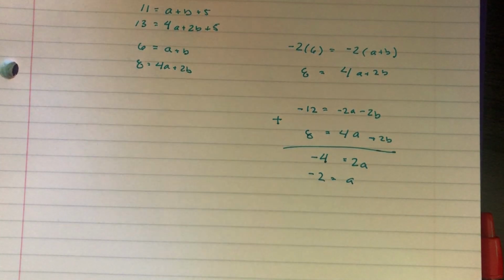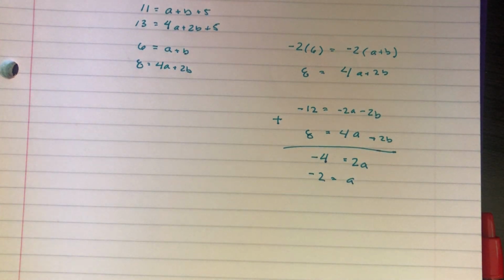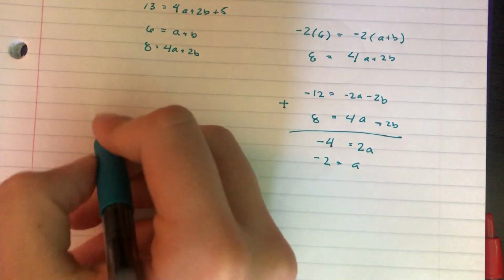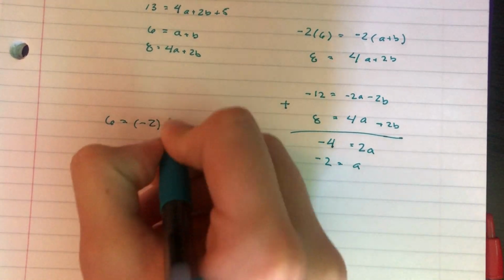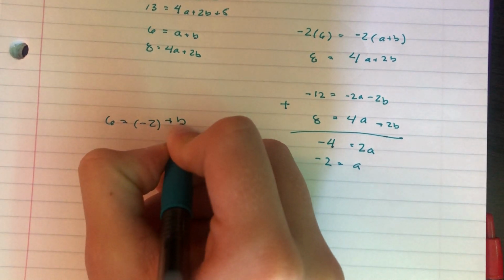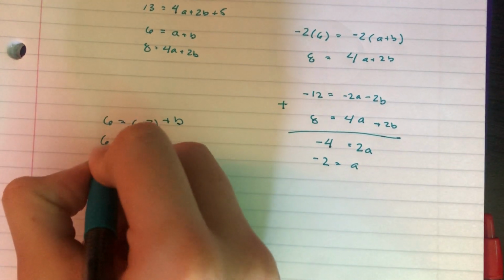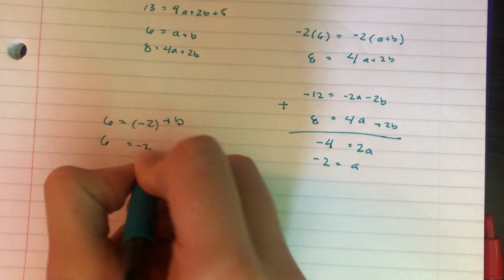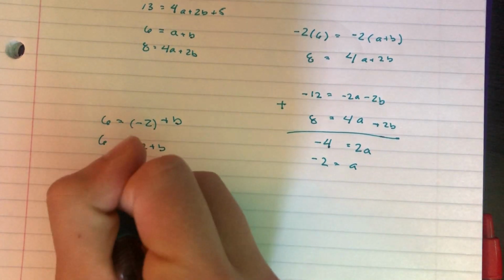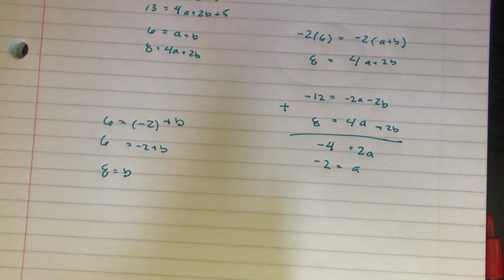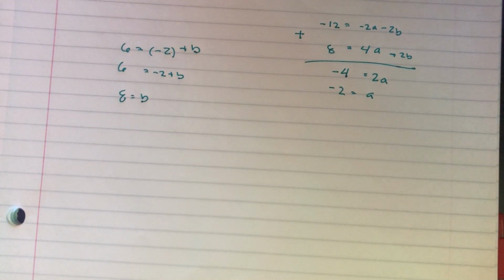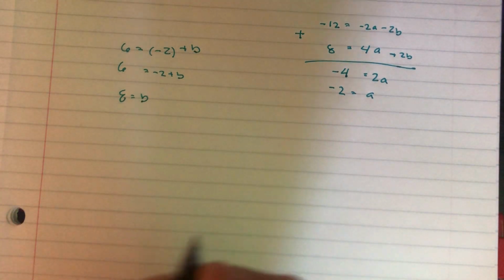So now you're going to substitute a equals minus 2 into the original equation to solve for b. And that'll give you 6 equals minus 2 plus b, and then 8 equals b. And thus the equation for the quadratic relationship is shown in this next equation.